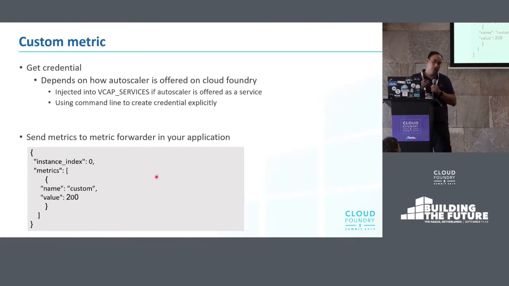Then you need, of course, a credential to start submitting metrics to the app-autoscaler, and that depends on how you set up. If you are using the service broker mode, you get the credential via service binding, pretty standard. If you're using the built-in mode, then you need to use either the command line or the dashboard to create credentials explicitly. And then you start submitting those metrics to the metric forwarder component, as it's called in app-autoscaler.